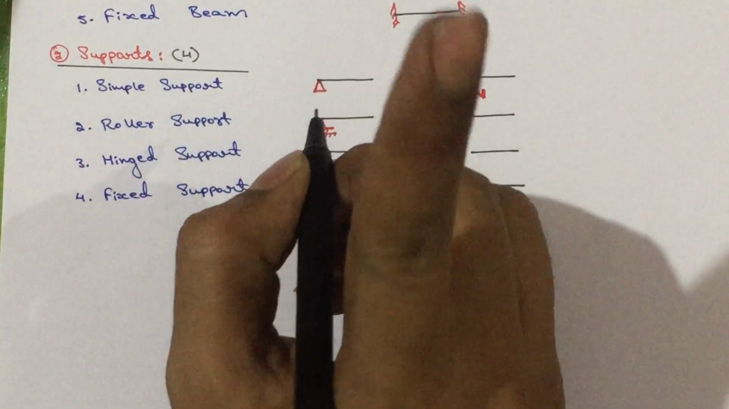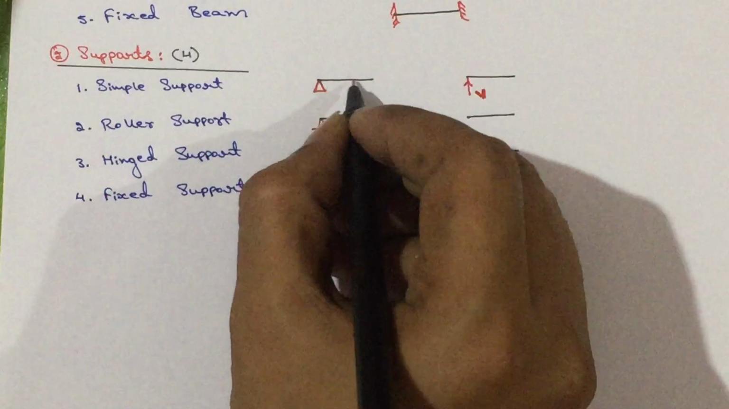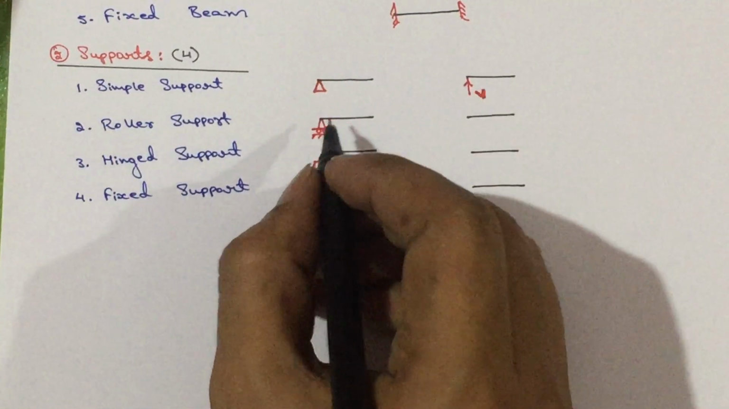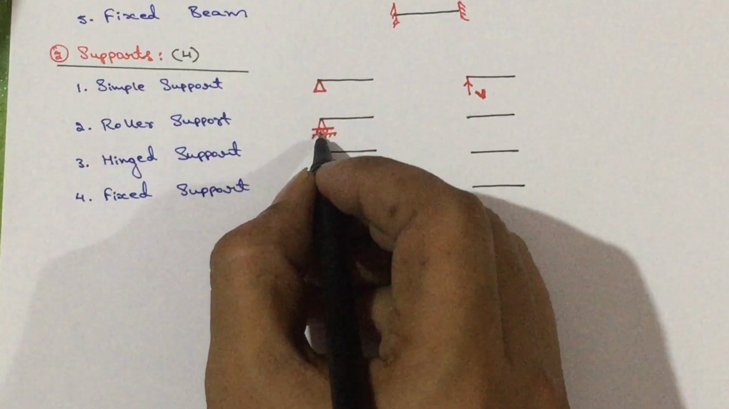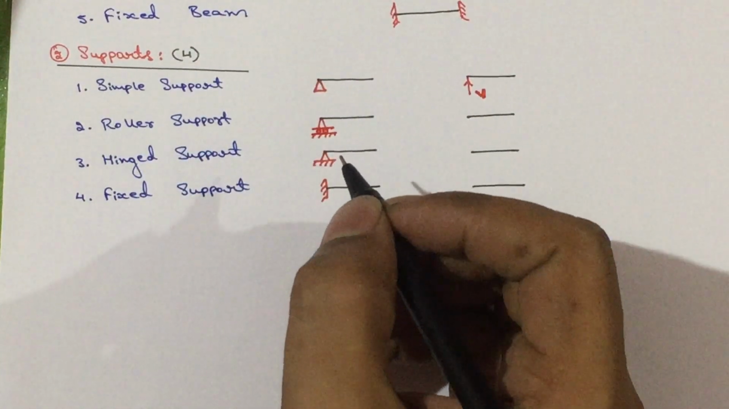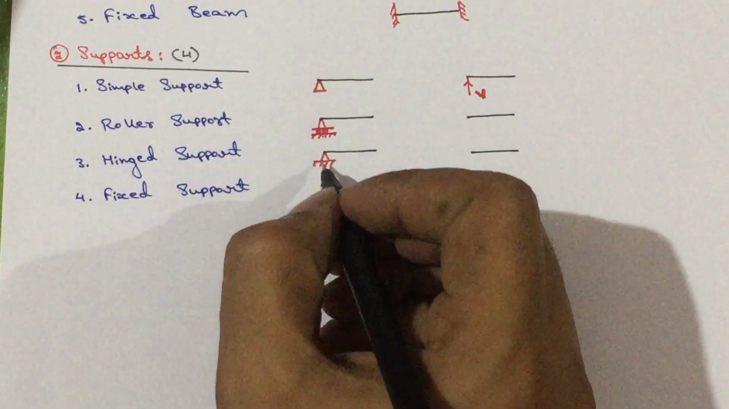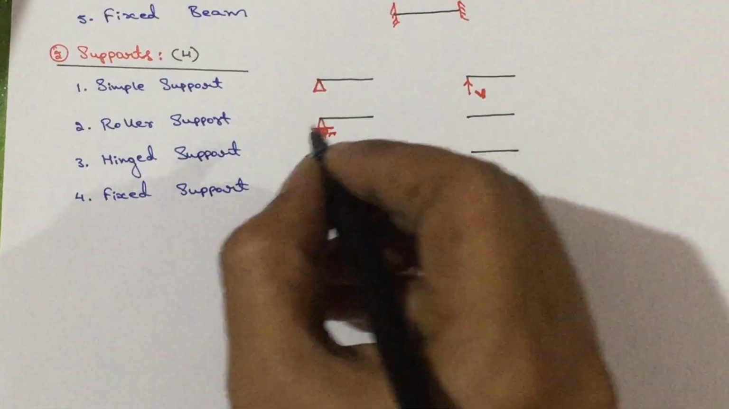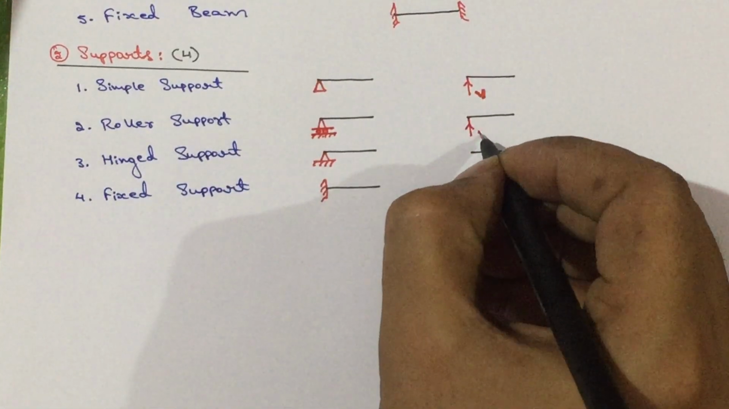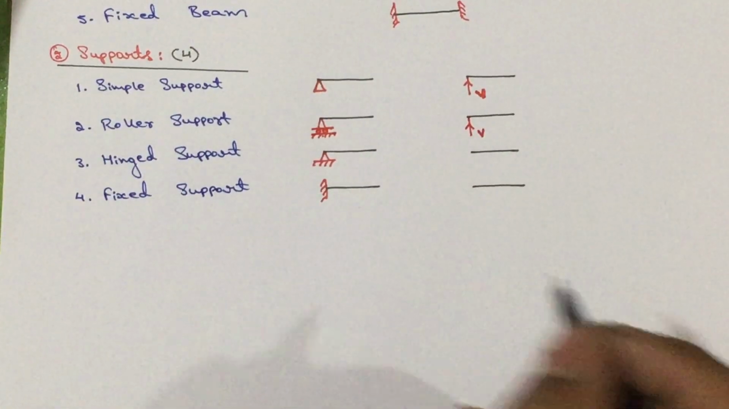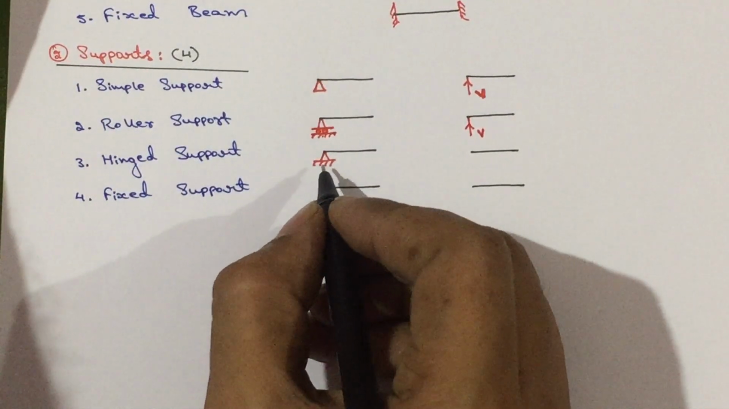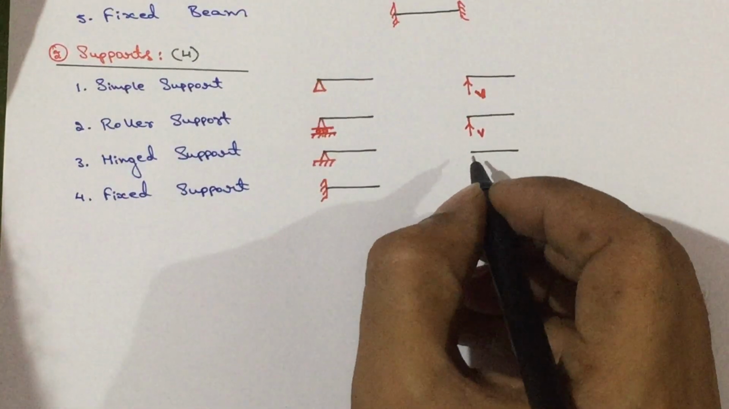Simple support is having only one reaction that acts perpendicular to this contact plane. Roller support is also having only one reaction that acts perpendicular to the roller plane. These are the rollers. Below that, whatever the line is there, we call that one as roller plane. To this roller plane, the reaction will act perpendicular. Since it is horizontal now, it will act vertical. Okay. Then hinged support. Here, hinged support will be having two reactions.